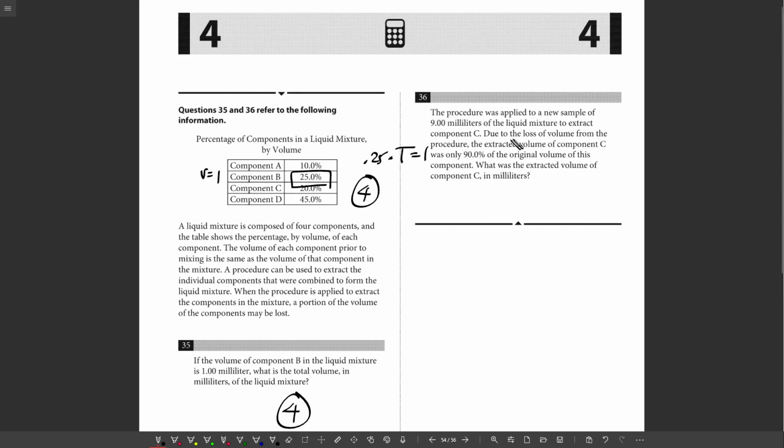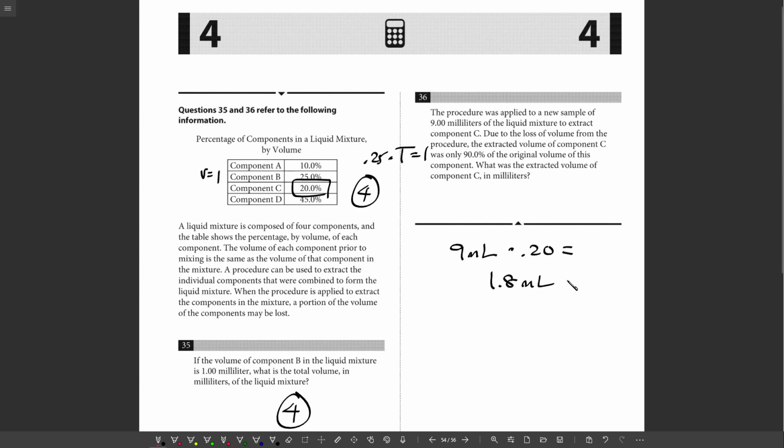36. The procedure was applied to a new sample of 9 mils of the liquid mixture to extract C. Due to the loss of volume from the procedure, the extracted volume of C was only 90% of the original volume of the component. What was the extracted volume of the component C in milliliters? So we're starting with 9 milliliters in the mixture, of which 20% is C. So I'm going to multiply that by 0.20. That gets me 1.8 milliliters. That's how much C is in the mixture to start.